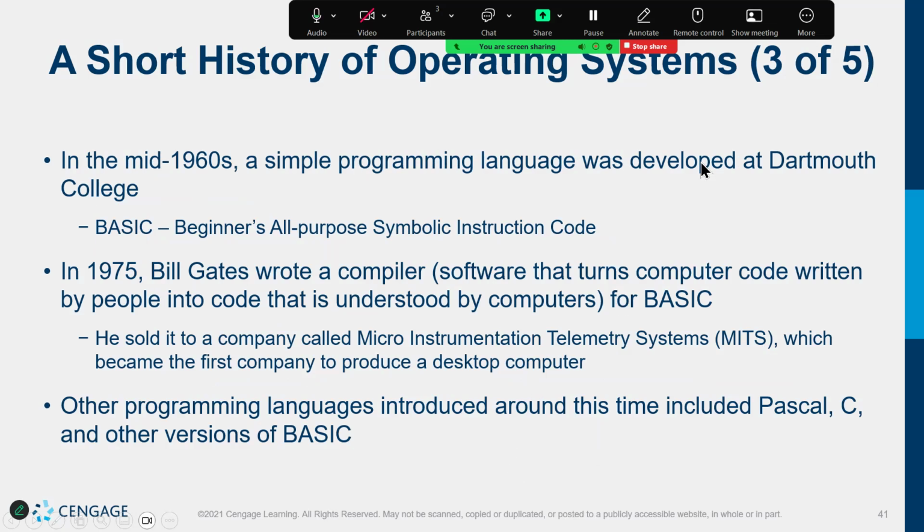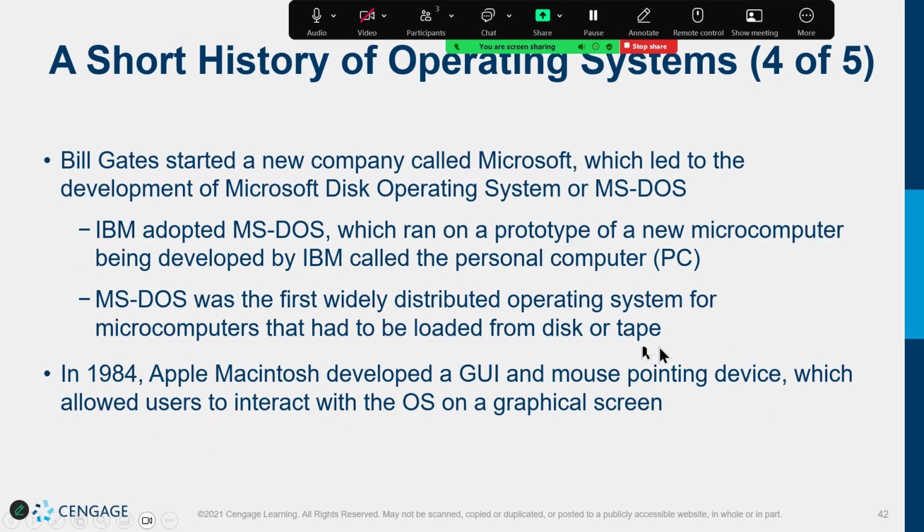You had programming languages, which were developed. You had BASIC, beginner's all-purpose symbolic instruction code. It says in 1975, Bill Gates wrote a compiler, software that turns computer code written by people into code that is understood by computers, for BASIC. He sold it to a company called Micro Instrumentation Telemetry Systems, or MITS, which became the first computer company to produce a desktop computer. And other programming languages around this time included Pascal, C, and other versions of BASIC. And I think you got Visual Basic as well, or VB.